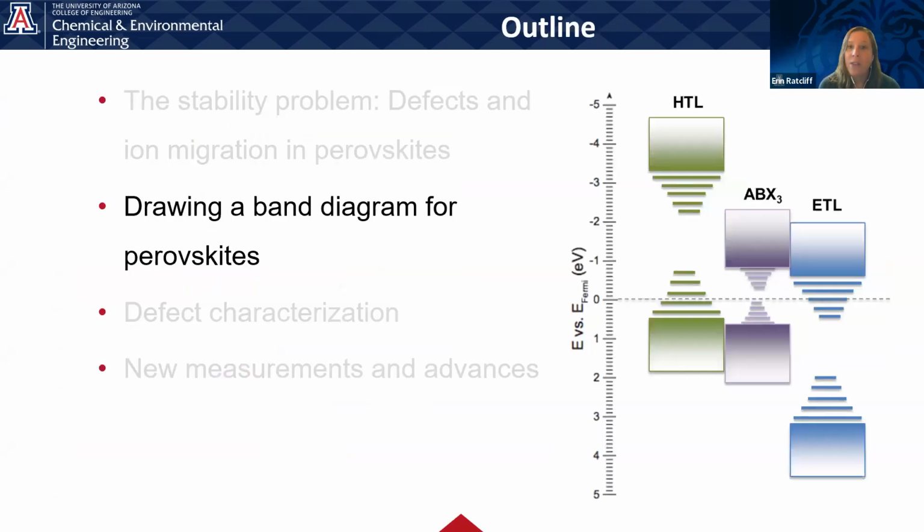Right, and so we're going to start with how we draw an energy band diagram of a perovskite and how we get this very simple experiment to now understand exactly where on this energy scale, with respect to vacuum, the valence band and the conduction band of the perovskite lies.